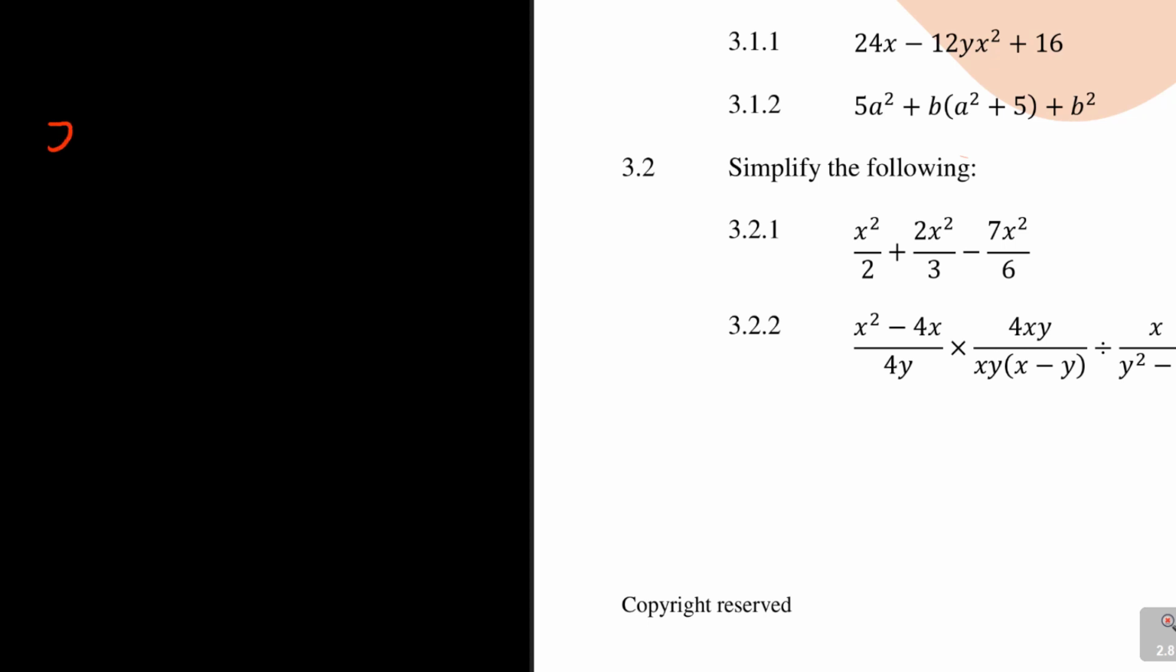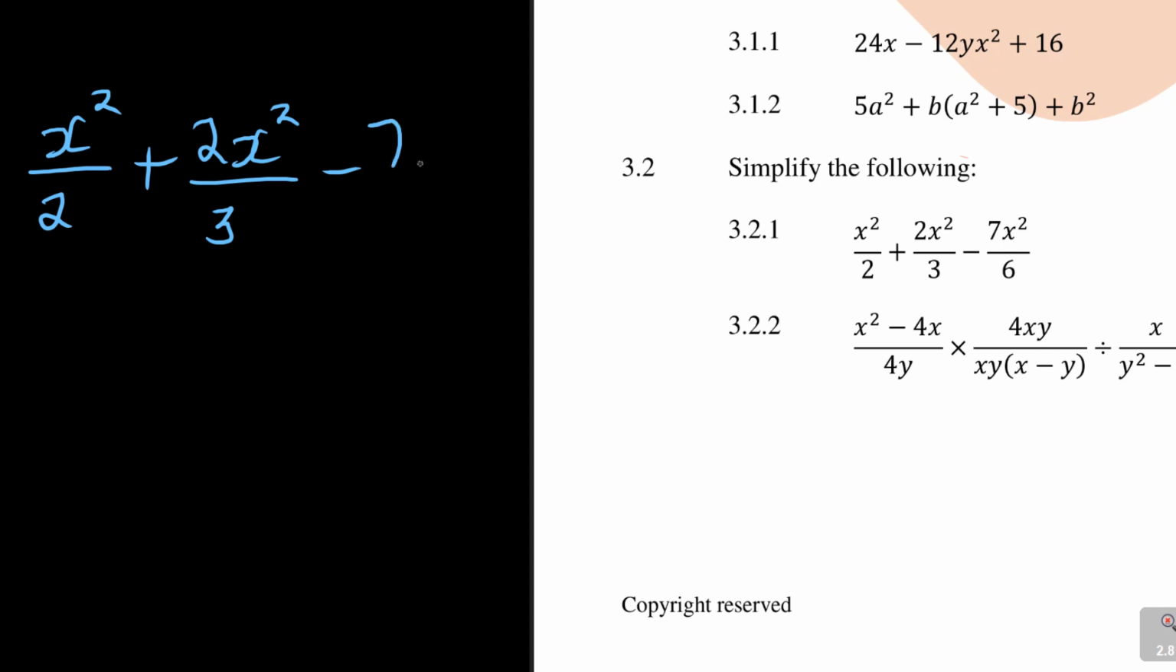So, if you're going to simplify the fractions, we've got x squared over 2 plus 2x squared over 3 minus 7x squared over 6. Okay, what do you think? Your key thing is to focus on the bottom numbers, the denominators. So you have got 2, 3, and 6. What's the common denominator of these three numbers? The number that can go into 2, 3, and 6. It's 6, right?